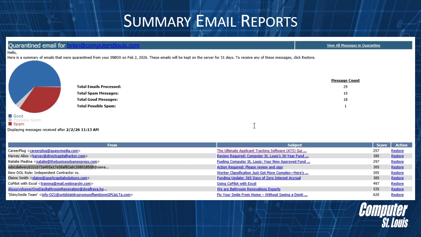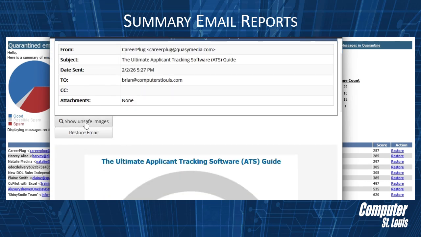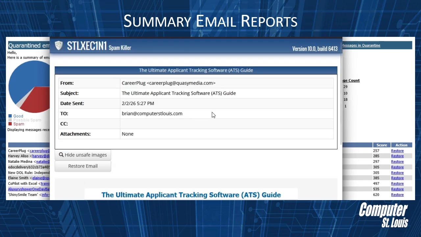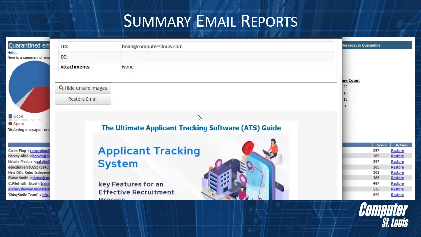The last thing I want to cover is, if you click on this subject here, you're going to get taken to a page that looks like this. This is a preview of the email. It's totally safe to view email here. So you'll see, again, friendly name, real email address in between the brackets, subject, date sent, who it was sent to, if there are any attachments or if there is anybody copied on it. Clicking show unsafe images, if we do that, you can see it will reveal the images on the email. Restore email works just like this action in the summary report.